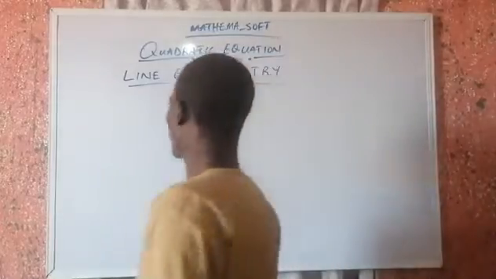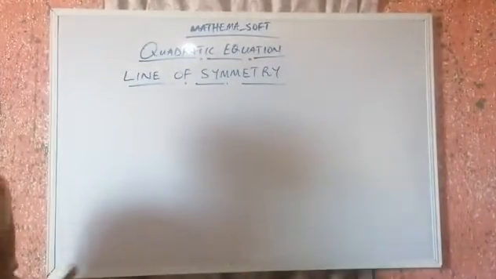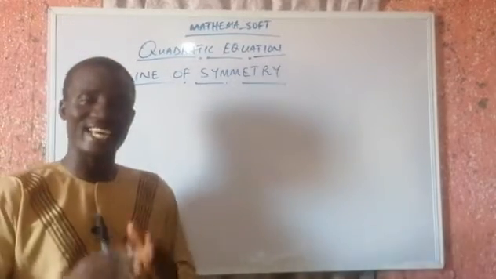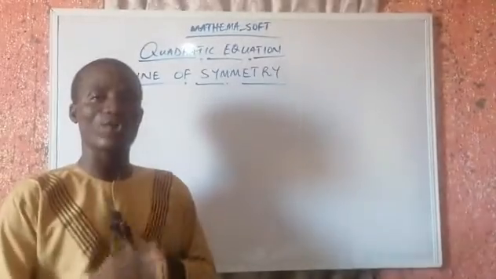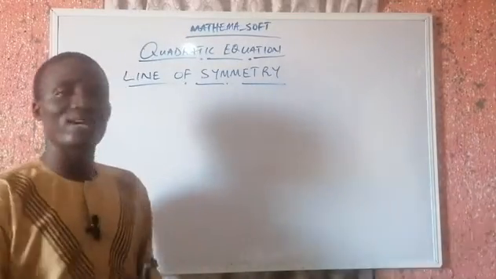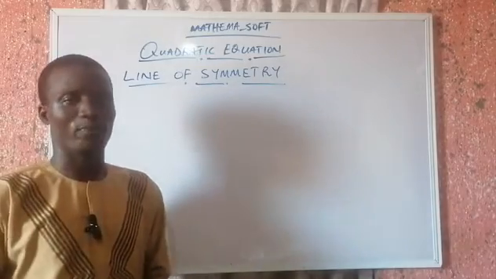Let's first understand what we mean by line of symmetry. A line of symmetry is a line that divides a shape into two equal parts. In other words, a line of symmetry is what gives you two halves of a shape.